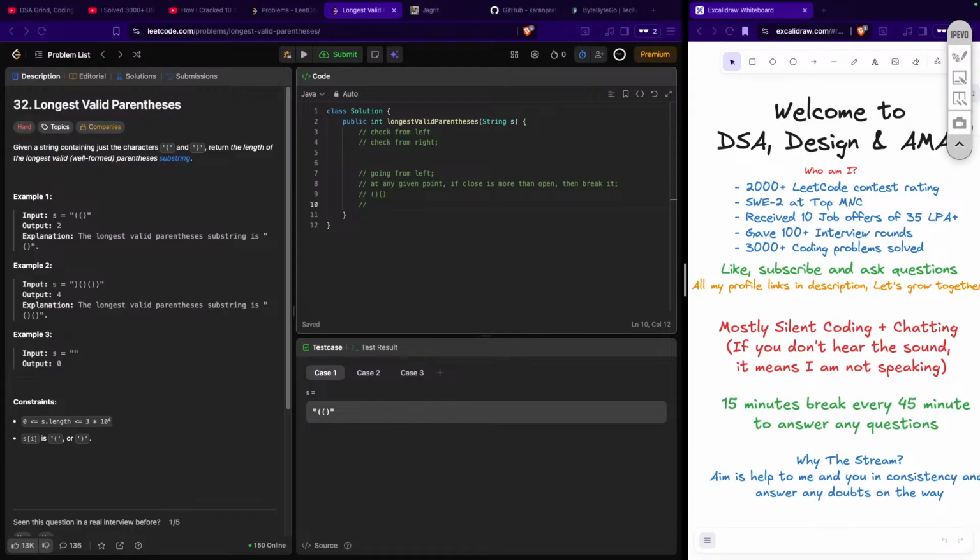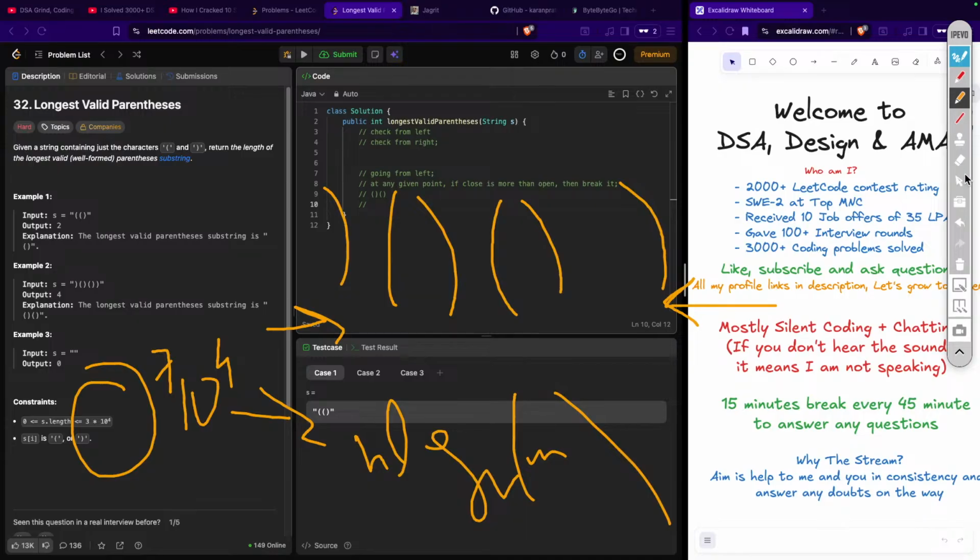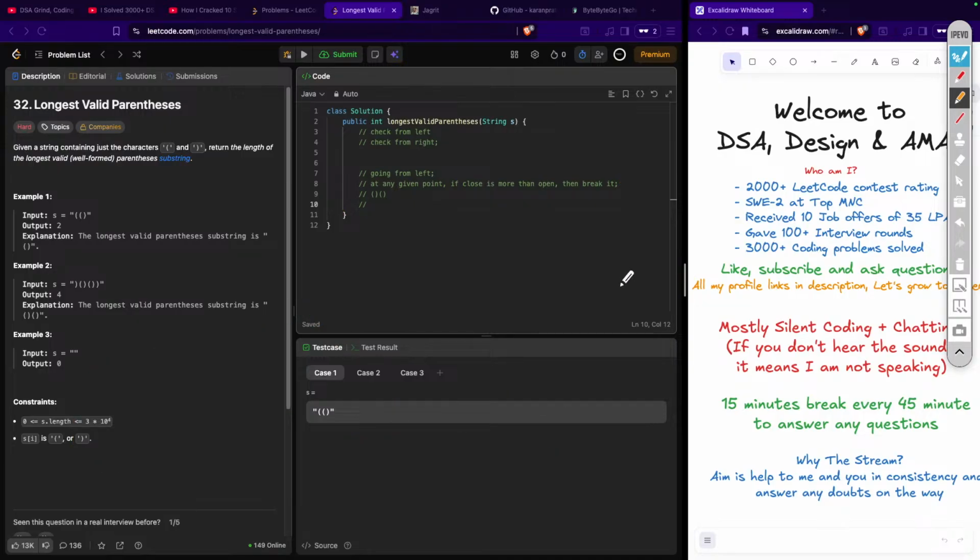Bro, I get your point, bro. You can try implementing that way. I'm thinking of using a stack to store the position of invalid parentheses. Okay, let me think of it in a different way. So I have a stack. Let's say if I put this into the stack, right? So I have this, 0, 1, 2.